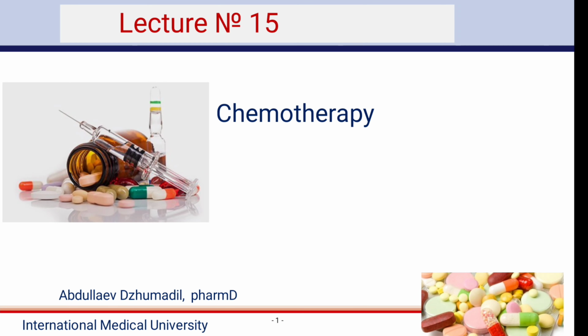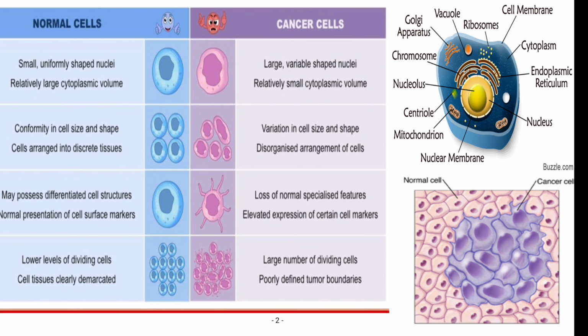Chemotherapy is an aggressive form of chemical drug therapy. It means it destroys the rapidly growing cells, and the rapidly growing cells are cancer cells. Here we discuss chemotherapy. There are two types of cells in chemotherapy: normal cells and cancer cells.